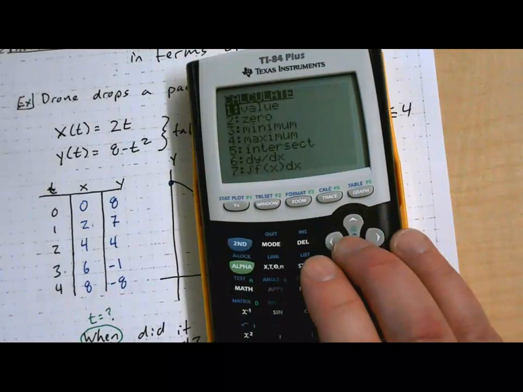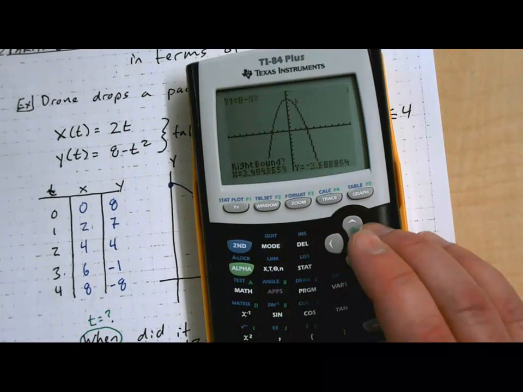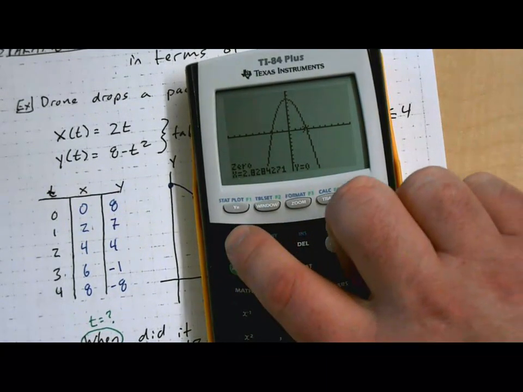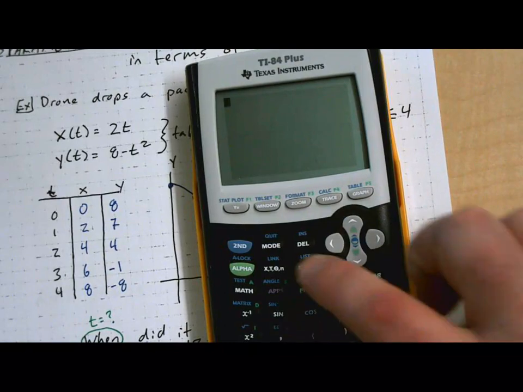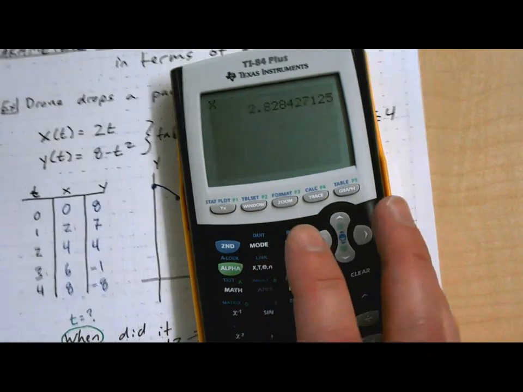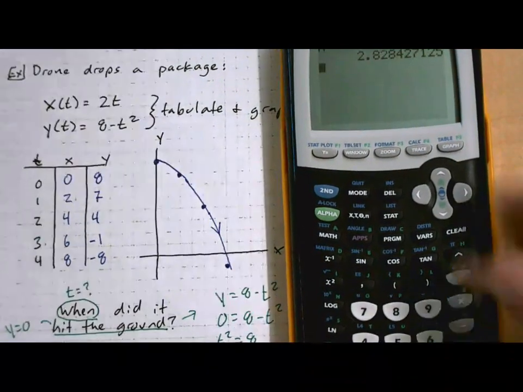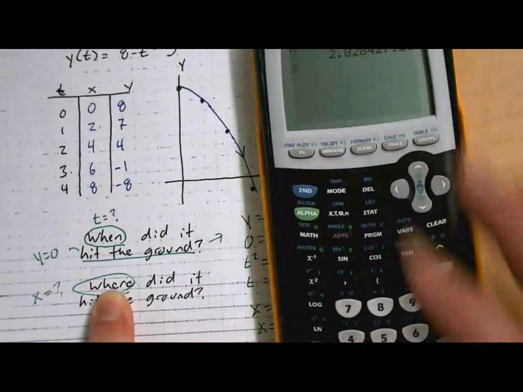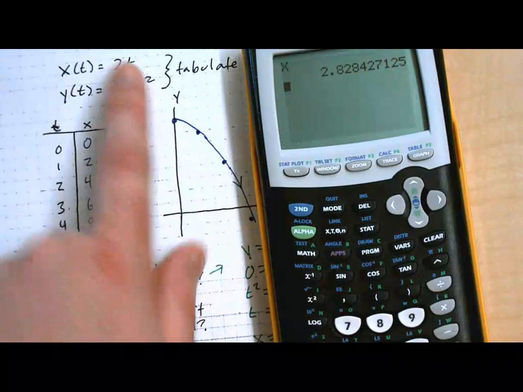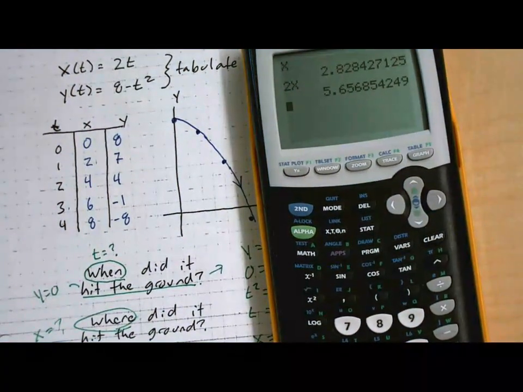But if I come back, let me just find my 0 again. Left bound, right bound, enter. If I quit out of this and I go back to my home menu and I hit X, I've got that same value stored in there. And that's useful because we can use that now to answer the second question, which is where did it hit the ground? We know it's going to hit the ground at 2 times whatever t is. Well, this is the t value, so I can just type in 2x, and I'm going to get that answer to that second question.